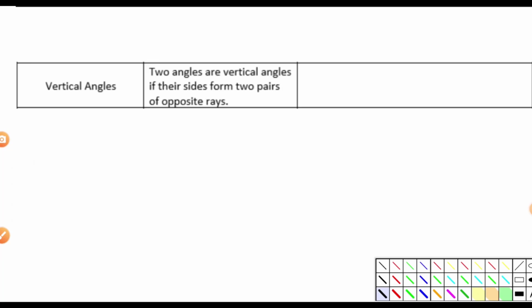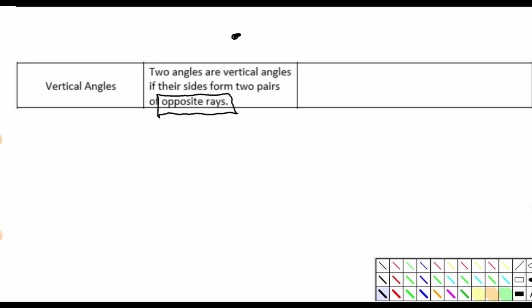Definition, vertical angles. And again, they're related really close to the linear pairs that we just talked about. So 2 angles, let's see if we can decompose this definition. 2 angles are vertical angles if their sides form 2 pairs of opposite rays. Well, first of all, the part that's confusing to me is opposite rays. So let's see what those are. What are opposite rays? So we should know what a ray is.